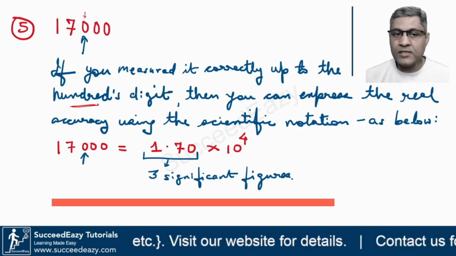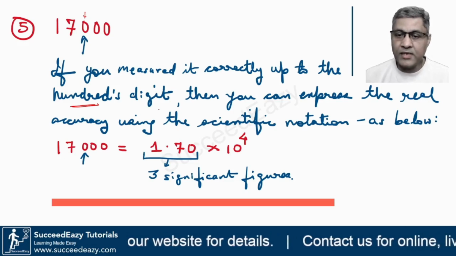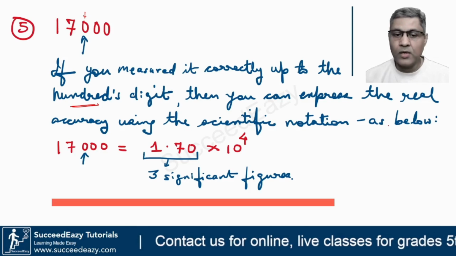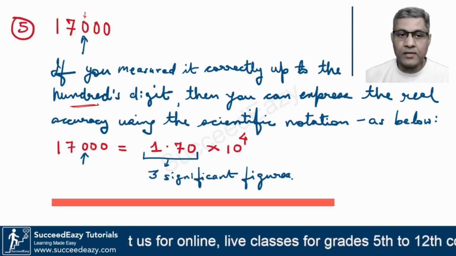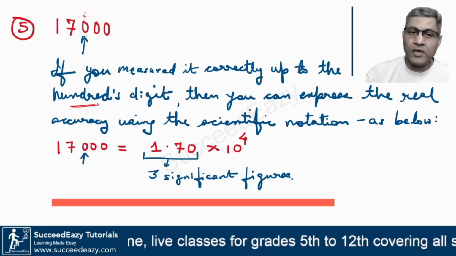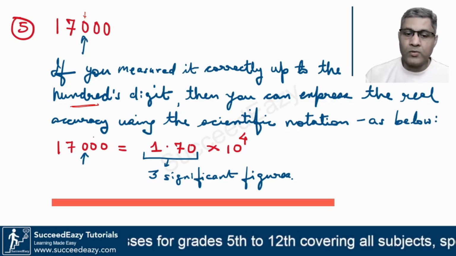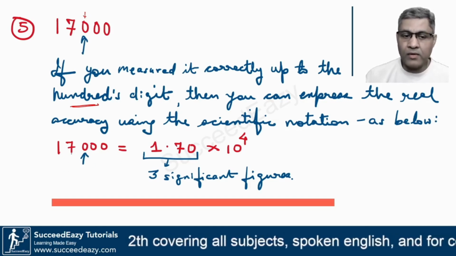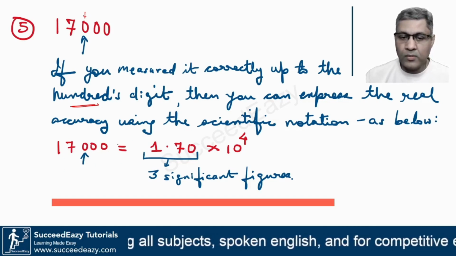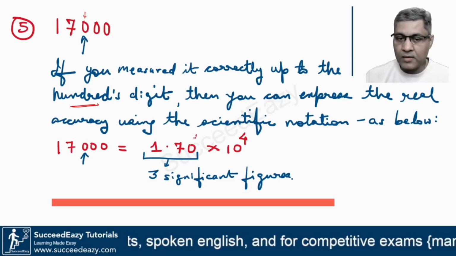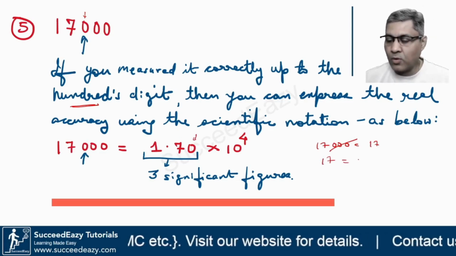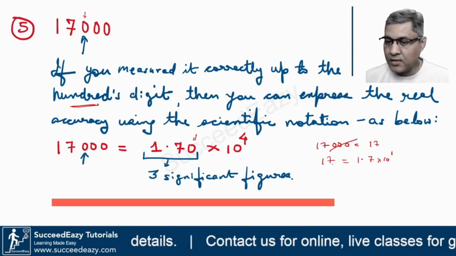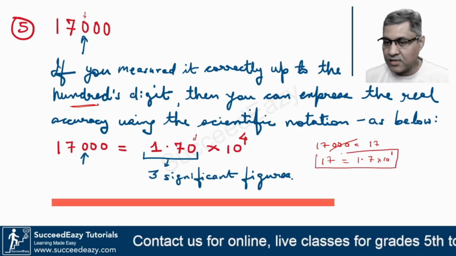Okay, so unit, tens, hundreds, meaning up to this point. So if you measured this number correctly up to the hundreds digit, then you can express the real accuracy using the scientific notation as below. Normally if you convert this number, you will not write this 0, right? Let's say if it is 17, then what will you do? You will just say 1.7 into 10 to the power 1, isn't it? That means you have not changed the value, 17 as it is you have taken.